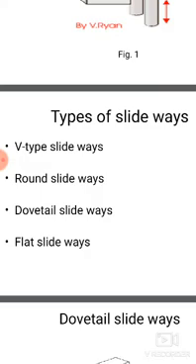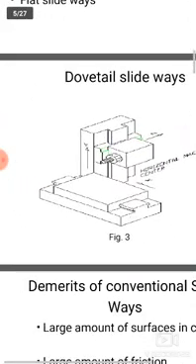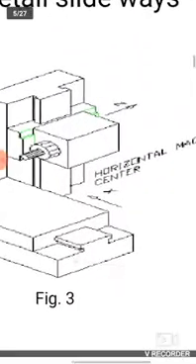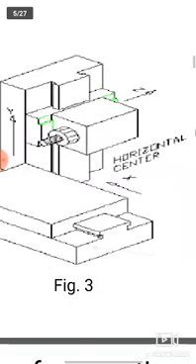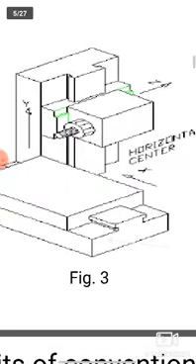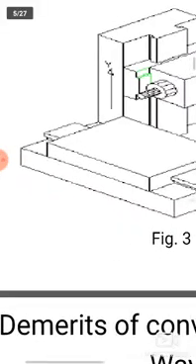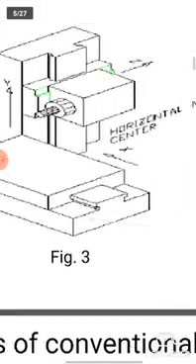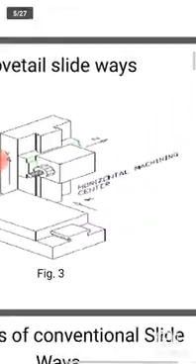Next, dovetail slideways. This is the picture of dovetail slideways. This is a horizontal machining center. This is the tool, and the spindle is rotating, keeping the tool on the flat of the workpiece. The y-axis, z-axis, and x-axis are moving. So this is one type of dovetail slideway.